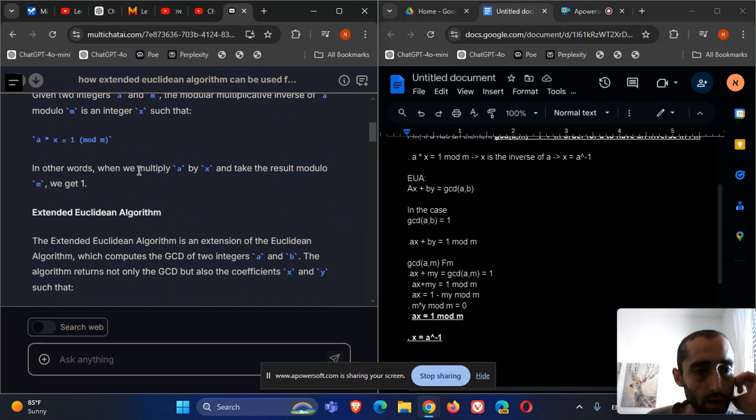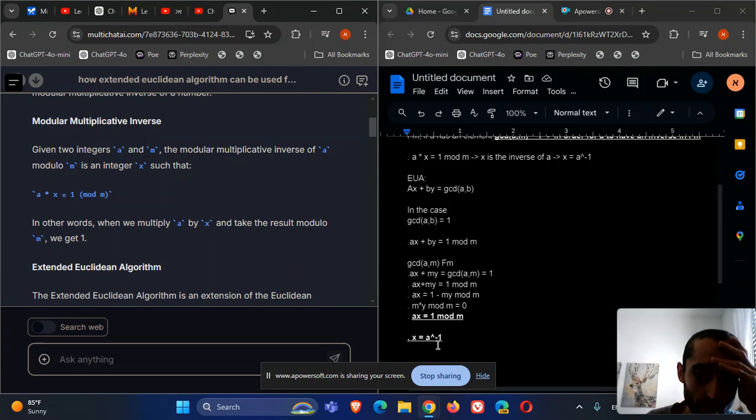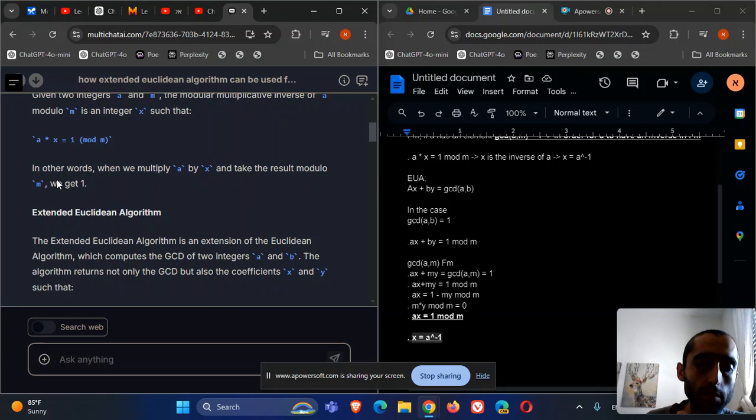So again, let's do a summarization. This is how we use the extended Euclidean algorithm to calculate the inverse. We want to find an inverse of A using the extended Euclidean algorithm. This is the definition of an inverse in a finite group of modular M: A times its inverse equals 1 modular M, and x is the inverse of A.